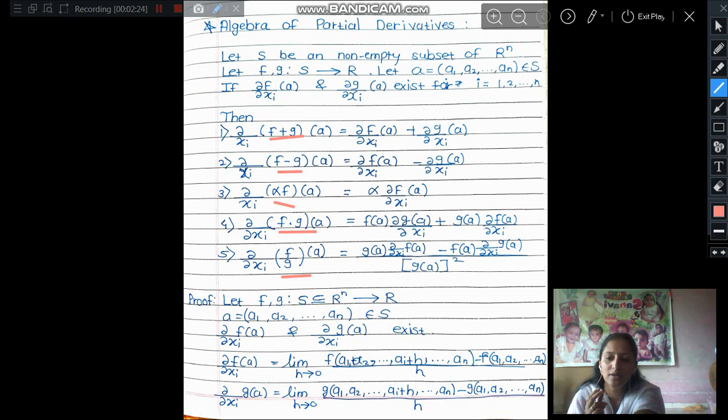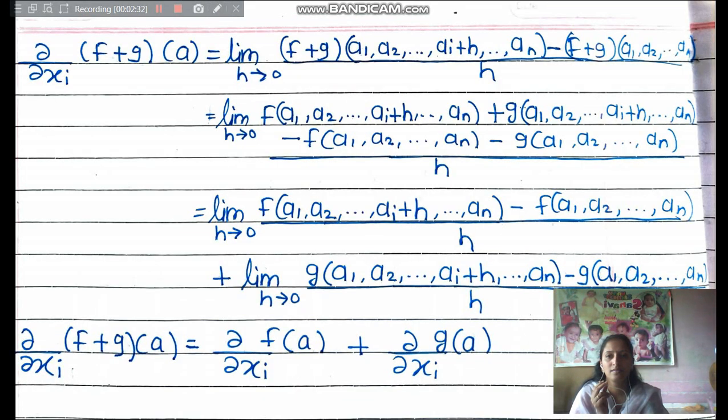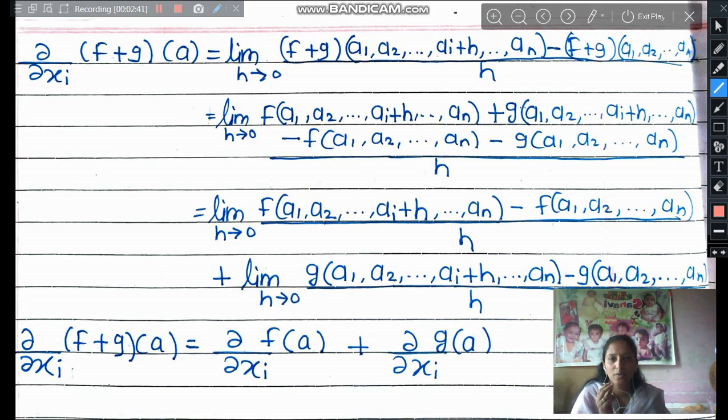Now we have to consider the first part of our theorem. ∂/∂xi operated on f plus g at a. Our operator is f plus g, so we are operating f plus g on (a1, a2, up to ai plus h, up to an) minus f plus g operated on (a1, a2, up to an) upon h. Now f plus g, since f is a linear function, f of (a1, a2, up to ai plus h, up to an) plus g of (a1, a2, up to ai plus h, up to an) minus f of (a1, a2, up to an) minus g of (a1, a2, up to an).